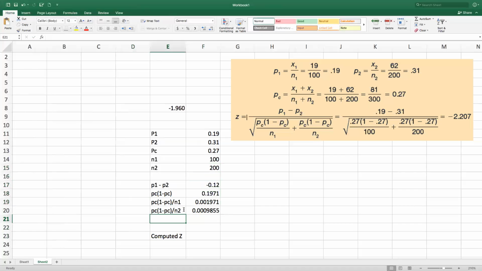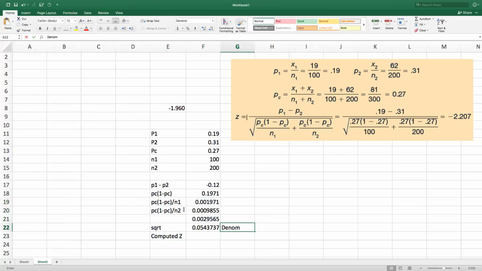We got to add those two together. So I should write this plus that. That will be this next one right here, this plus that. So let me just do that right here, just for speed's sake. So this plus that gives me this. And now I need the square root of that. So equals square root of this. Okay, so that's my denominator.